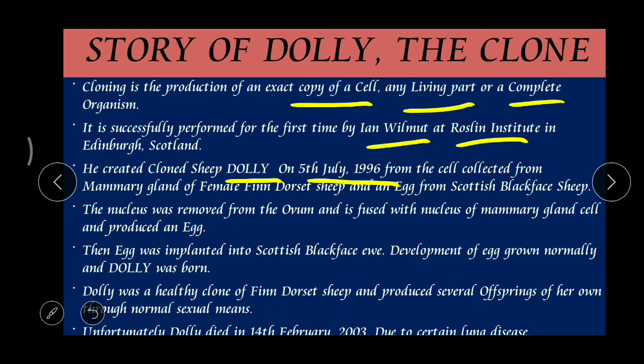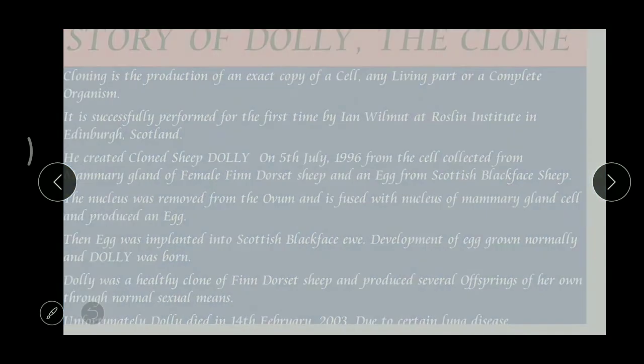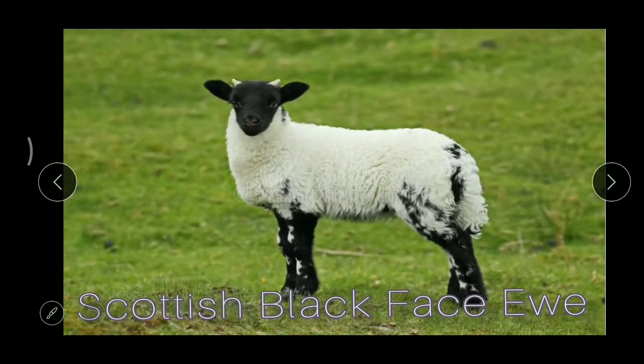Okay, and here, what is the process? Here he took two parents. What are those parents? The first one is the Scottish Blackface. Wait, I will show you the pictures. So what is this? Scottish Blackface Eve. What is meant by Eve? Eve means a female.